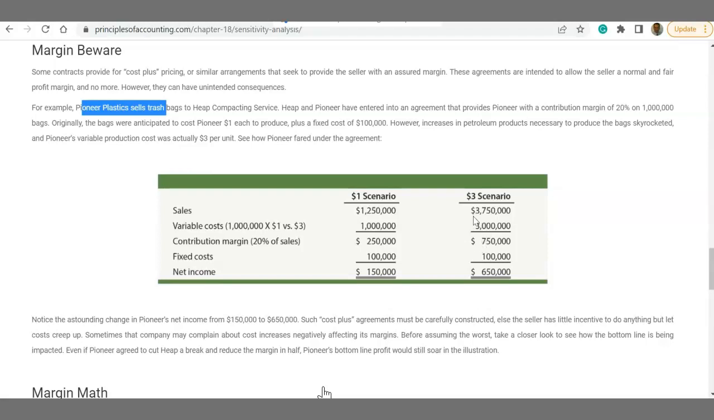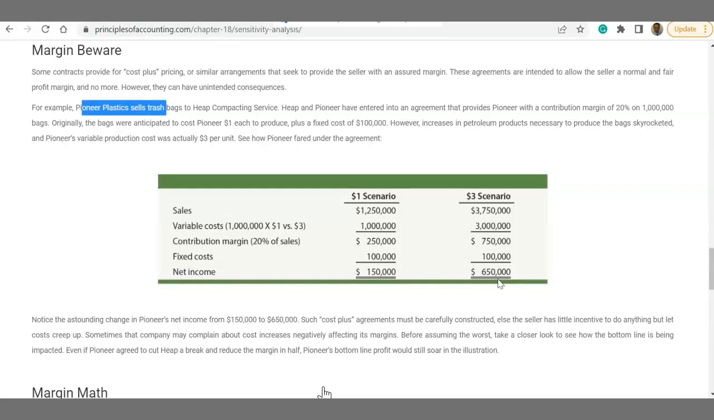So in that case, the sales price increased almost 3 times, right? And that guaranteed a contribution margin of 20%, which is 750 divided by 3,750, that's 20%. Same thing in here, 250 divided by 1,250,000 is 20%. So the contribution margin stays the same. That means the buyer needs to pay about 3 times more because of the agreement. Fixed cost was the same, so it was not changing.